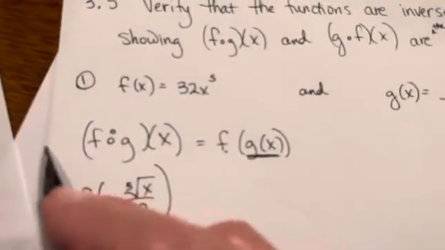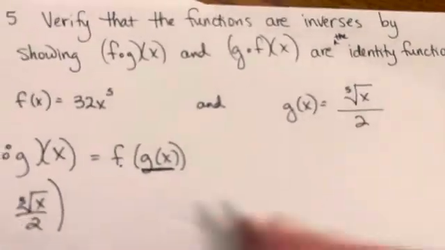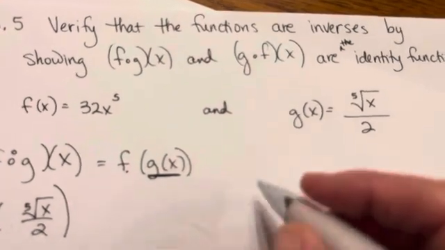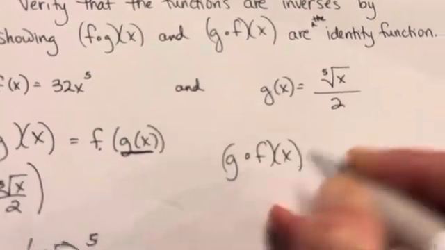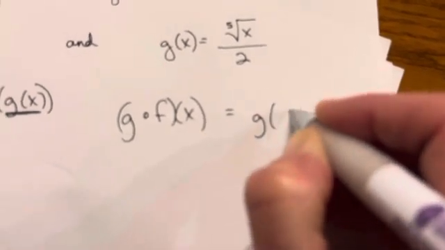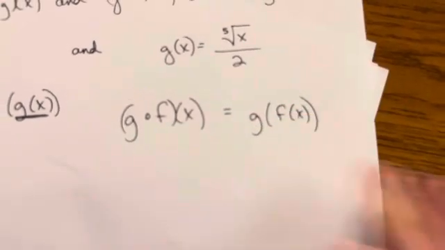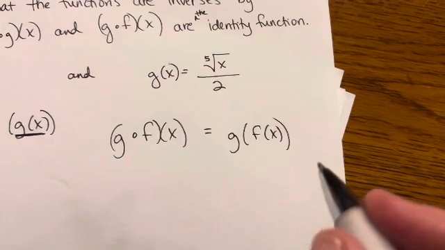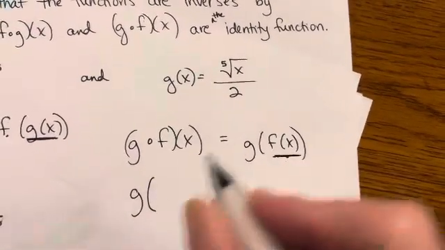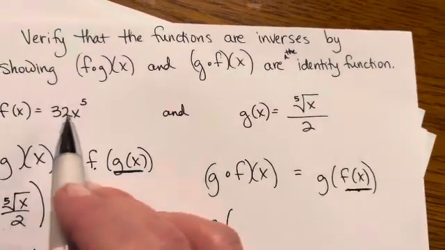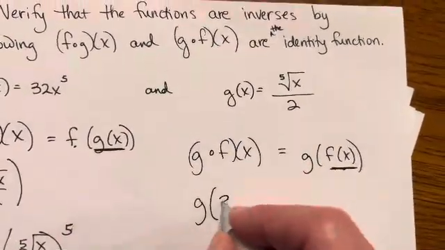Okay, now let's go the other direction. If you're proving they're inverses, you have to go both ways. So now we have to go g of f of x, which, by the way, is the same exact thing. We haven't really done anything yet. What we want to do is find what f of x is. Well, f of x is 32x to the fifth, so I'm going to plug that in right here.